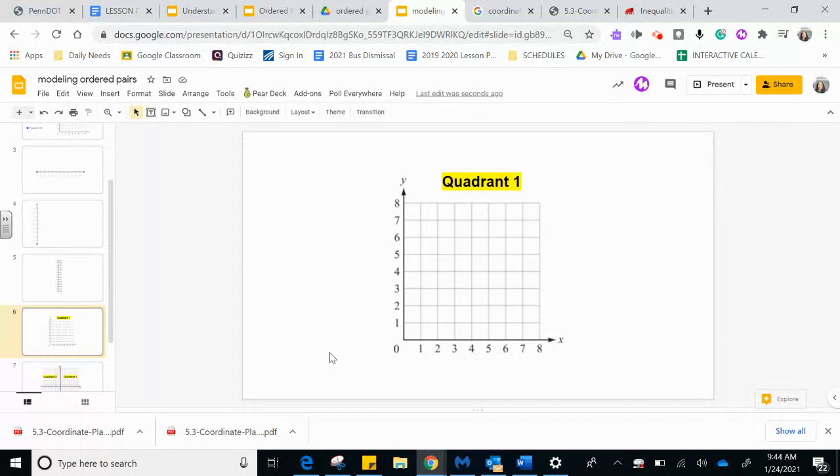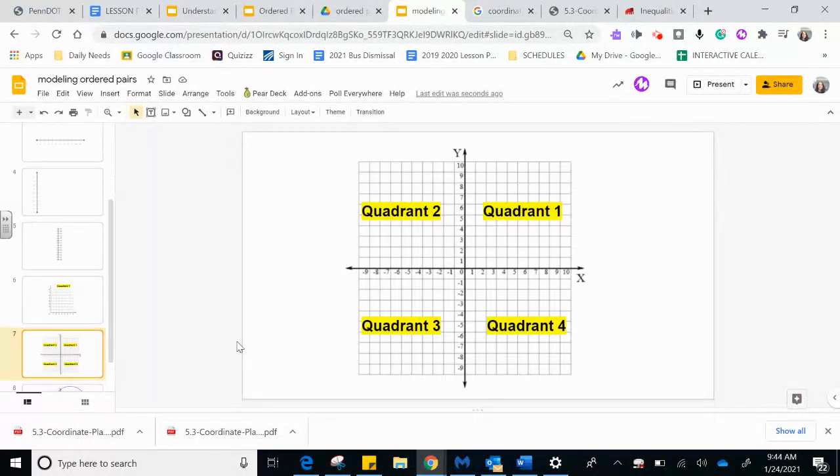But quad actually means 4. So in math, there are actually 4 quadrants. Quadrant 1, 2, 3, 4. And they actually go counterclockwise. And you can see we still have our x-axis going horizontally, and we still have our y-axis going vertically. And these are our number lines. 0 is right where these two axes intersect.